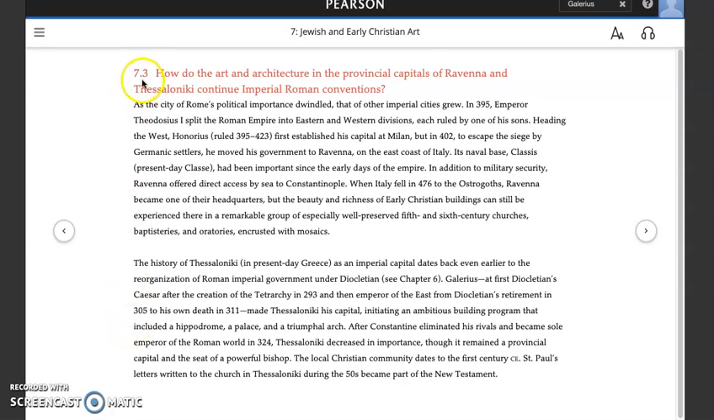And she's tying it to this part of the text where we're now in Imperial Roman art, and we've got these other capitals besides Rome, Ravenna and Thessaloniki. And the textbook is incredibly dense here, and it's assuming prior knowledge that you probably don't have. The history of Thessaloniki in present-day Greece as an imperial capital dates back even earlier to the reorganization of Roman imperial government under Diocletian. So your head is probably swimming here, because you've started the textbook at chapter 7.